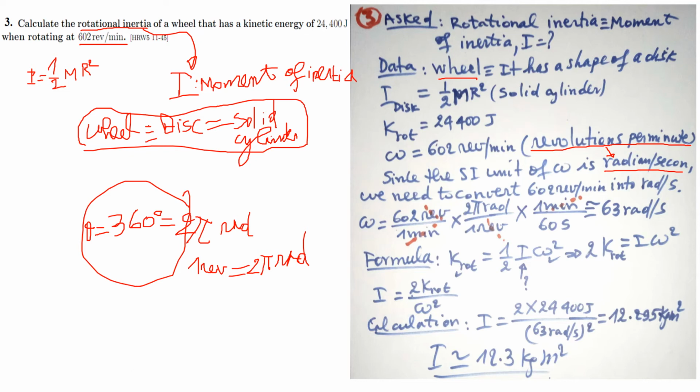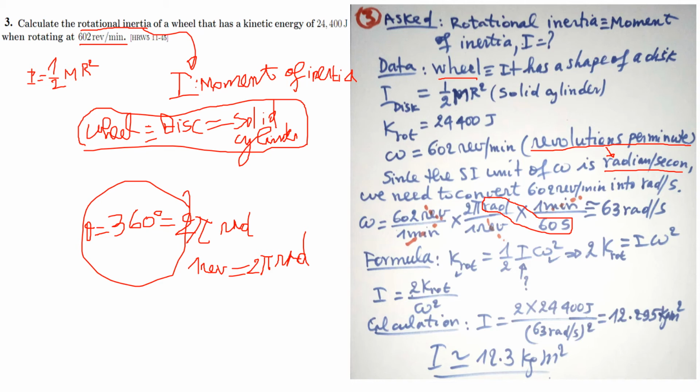And here revolution at the denominator will simplify with revolution at the numerator. It will remain radian per minute. We need to eliminate minute by multiplying minute to the numerator. Then 1 minute is equal to 60 seconds. It's the reason why this minute at the numerator simplifies with minute at the denominator. And the final answer will be radian divided by second. This is the final answer.